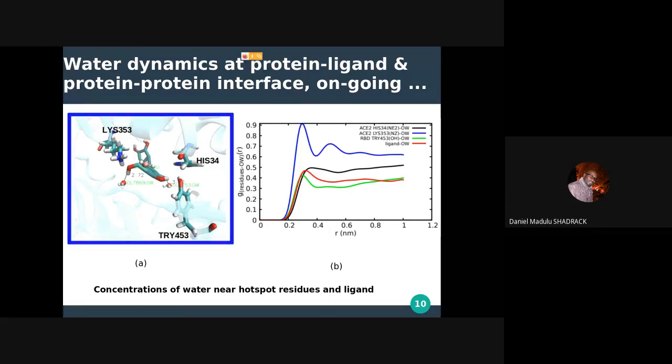So we initially started by just quantifying the amount of water at different residues. In this case, this is for residue 353 and tyrosine 453. And then we present here the radial distribution function. And then we are calculating the residence time for this water to see whether it is moving very fast or remaining within these residues for a long time. So this calculation is still, of course, going on.